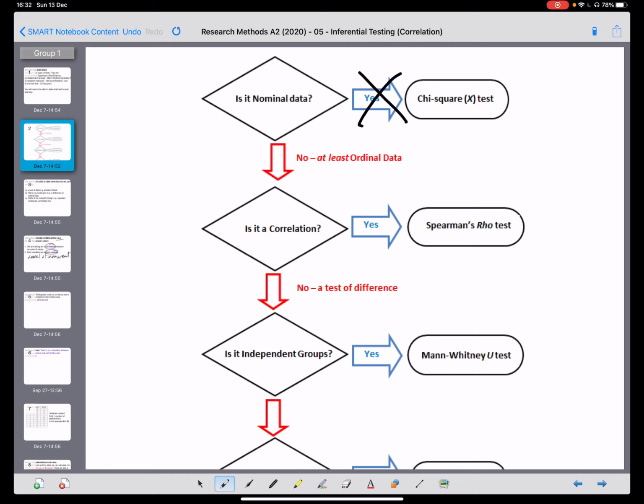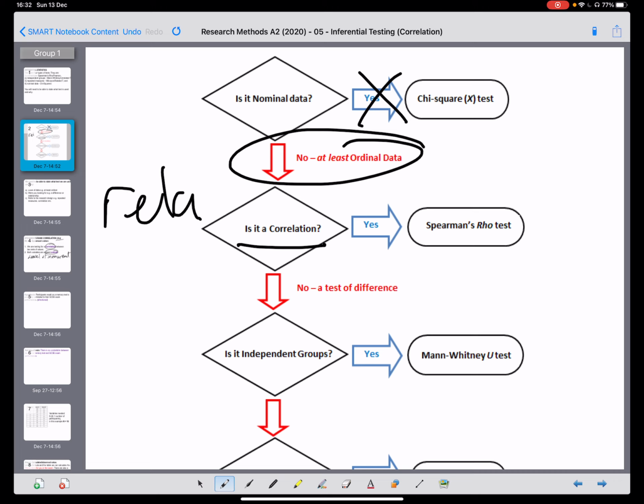Now we go back to our flow diagram and we see that we've answered no to this particular question about nominal data, and we've answered yes to correlation. Remember, we're looking for the word relationship. And if it is, we're choosing the Spearman's rho test.